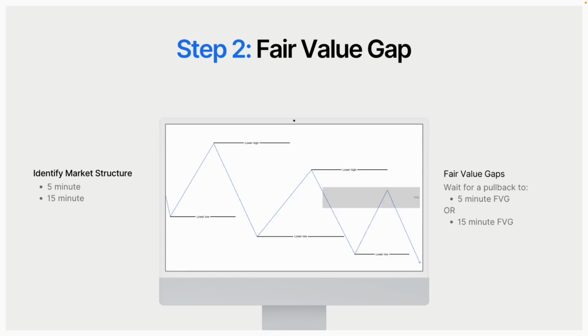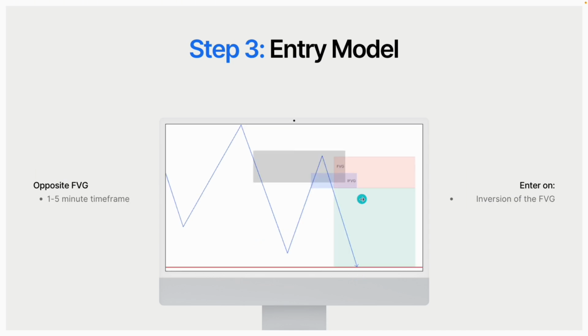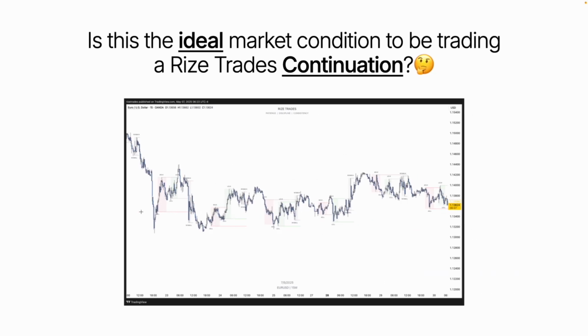Step 2, fair value gaps. So essentially this is what we want to see. Okay, so we want to identify a 5 and 15-minute market structure. And then we want to wait for a pullback to a 5-minute fair value gap or a 15-minute fair value gap. Do you think that this lower high, lower low, lower high, lower low looks anything like this chart here? I would say obviously not, right? So if anyone put chart 1, you were incorrect. This is not the ideal conditions to be looking for a Rise Trades continuation.